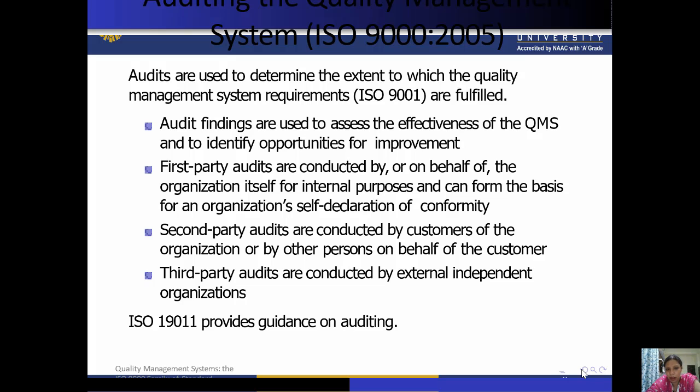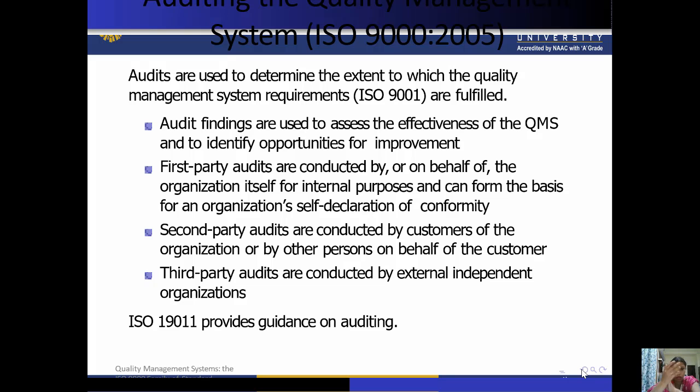Similarly, second party audits are conducted by customers of the organization or by other persons on behalf of the customer. Third party audits are conducted by external independent organizations. ISO 19011 provides the guidance on auditing. So audits are basically used to assess the effectiveness of the quality management system.